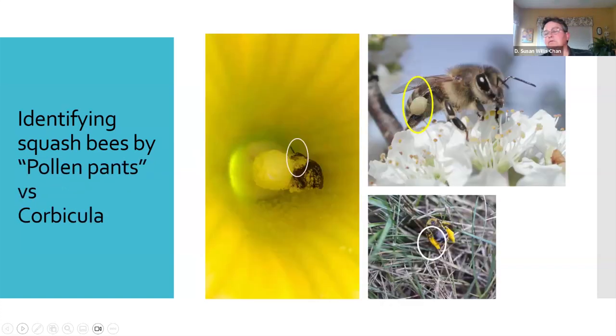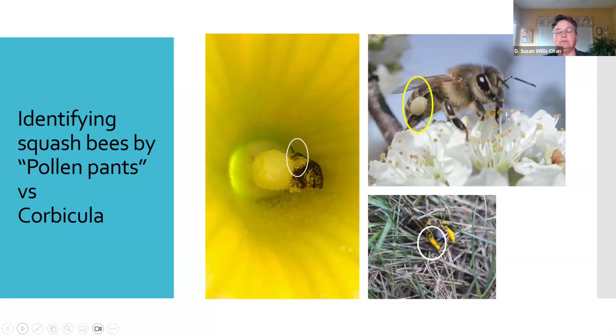The other way you can identify squash bees on the fly in a squash crop is to look for females with what I call pollen pants. So first, let's go up to the right hand at the top. This is a female worker honeybee, and she's collecting pollen. And you can see her pollen is all neatly packed into her pollen sac or corbicula on her hind leg. It is not spread all over her legs. Okay, so that's what a honeybee carrying pollen looks like.